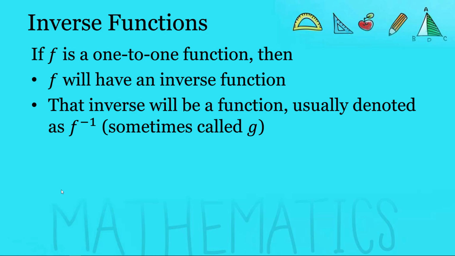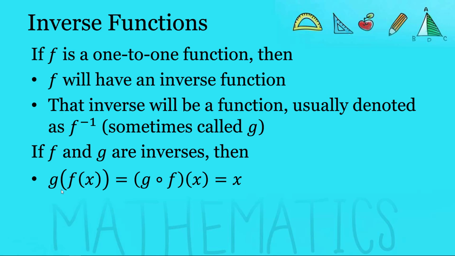Sometimes you call that inverse function f to the negative 1. That does not mean 1 over f. That basically means it's going to be the inverse. And sometimes we call it g. And if f and g are inverses, it works like this. If you take a value x and apply the function f to it, you're going to get a number. If you take that number and apply the function g to it, you will get x back. That's just another way of saying that the composition of g and f, when applied to x, will always give you x. And it will also work in the other way.